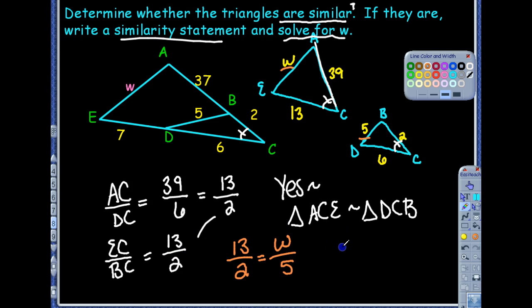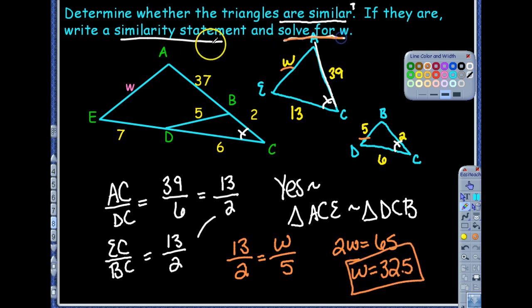When you cross multiply, you get 2W equals 65. So then you get 32.5. That's what they asked. They asked for W, and they asked us to write our similarity statement, which we did. The only thing they didn't ask here is what theorem or postulate did we use? Side angle side similarity.